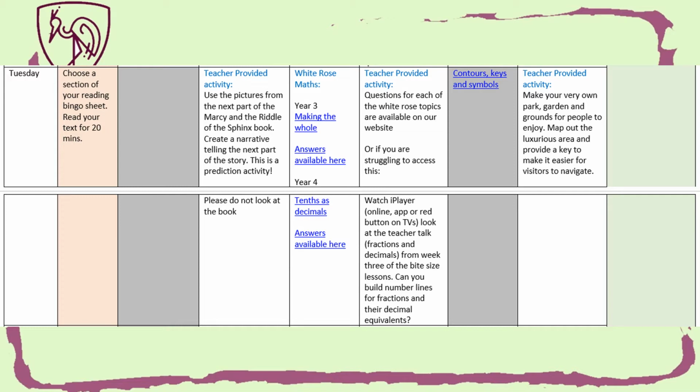or if you're struggling with some of the resources that we have available to us. For the afternoon, we're looking at maps again. This time we're looking at some of the contours, the keys and the symbols that help us read maps. I'd like you to design your very own park or garden for people to enjoy, using your skills there as well.